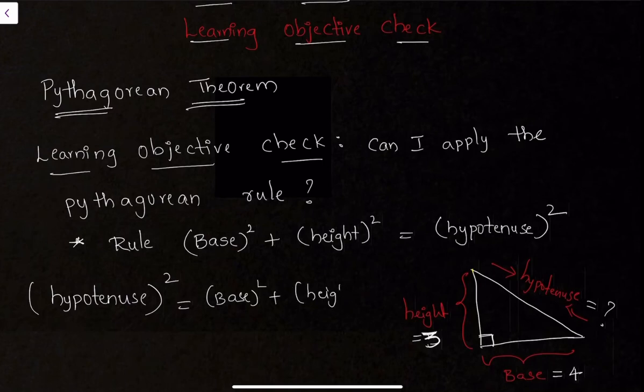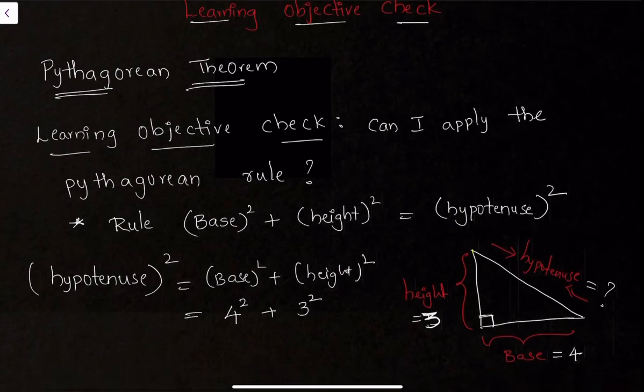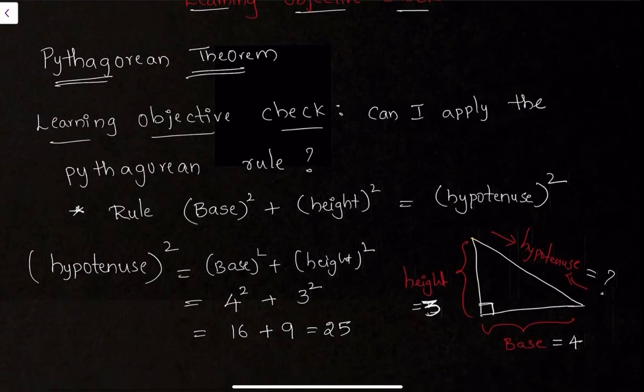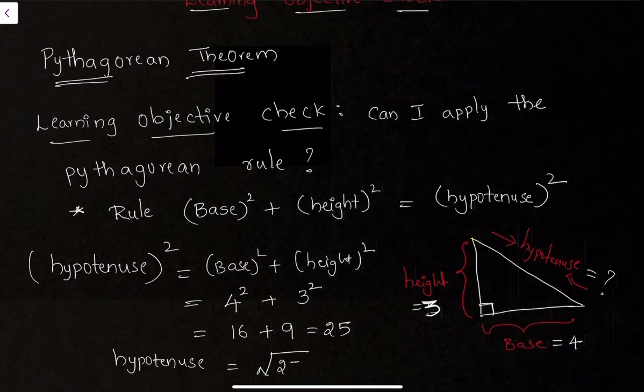So what is base? Base is 4. 4 square is 16, plus what is height? 3. 3 square is 9. So write the same here: 4 square is 16 plus 3 square is 9, which should be equal to 25. Done. So hypotenuse equals the root of 25, because you have hypotenuse square here. So root of 25 is 5. This is what you need to know.